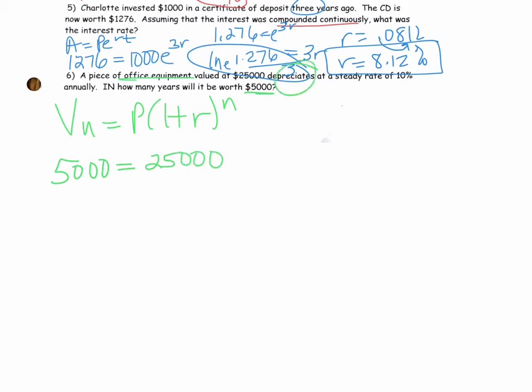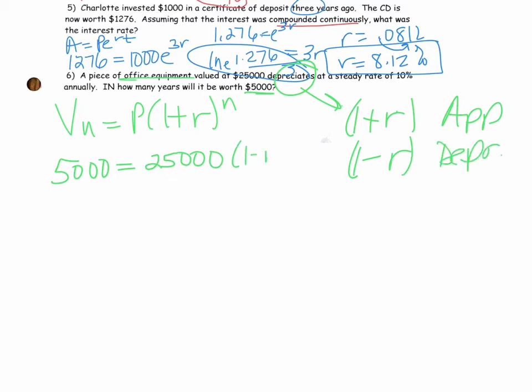But this one depreciates. Now, we didn't talk about that up in the formula. So at the 1 plus r, if it appreciates, it's plus. But if it depreciates, then that means it goes down, and we have to use 1 minus r. So we're going to put 1 minus r to the nth power, and the nth power is what we're trying to find. So r is 10%, so we have to change that to 0.1. So then we have, this is 0.10.